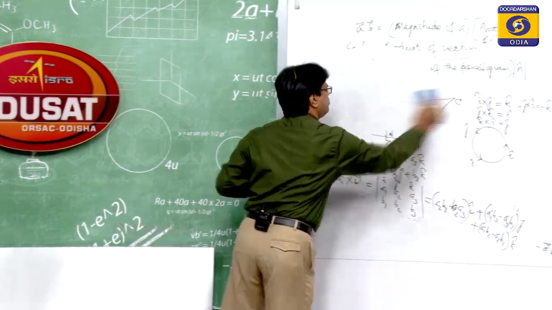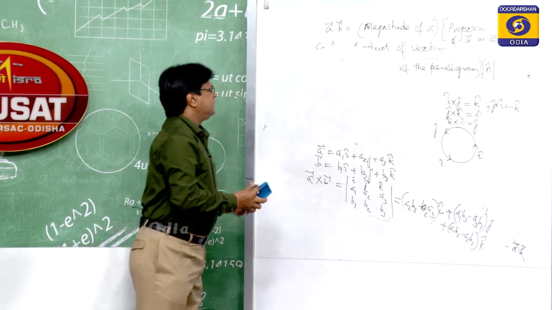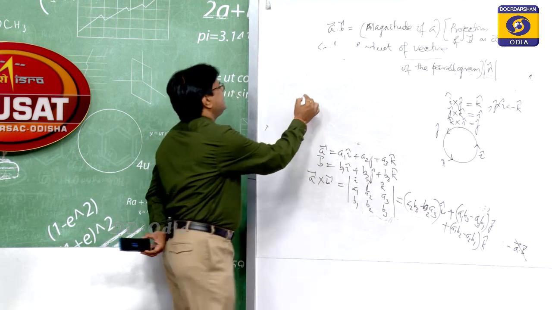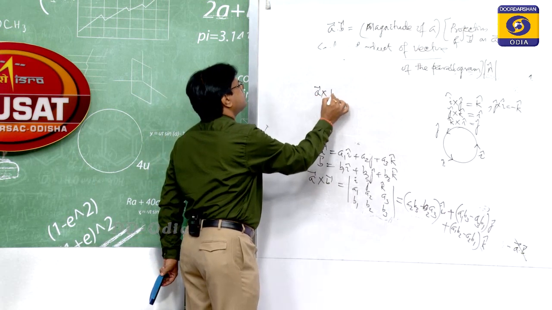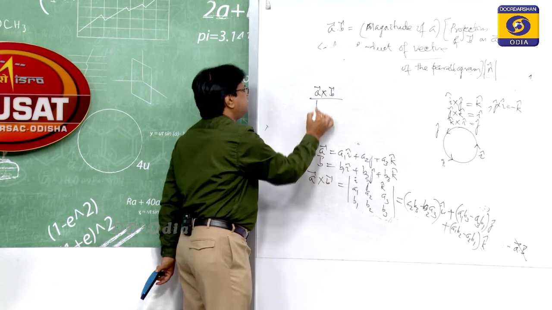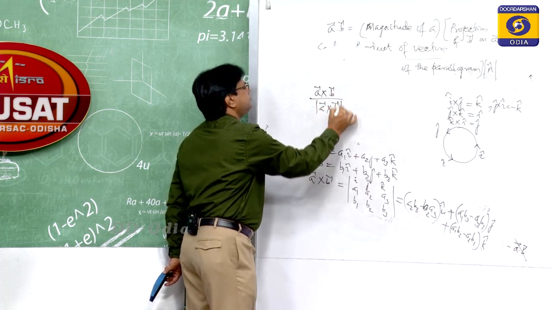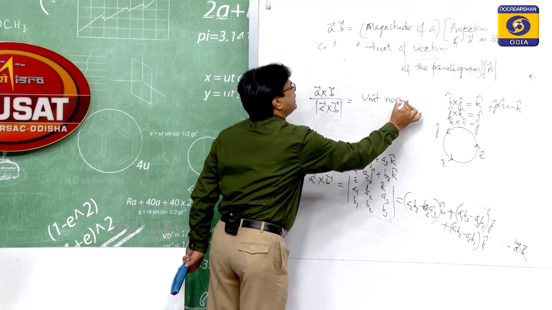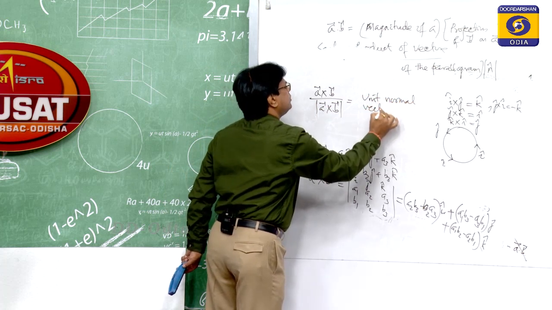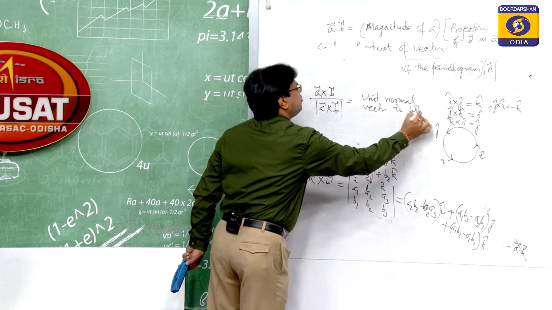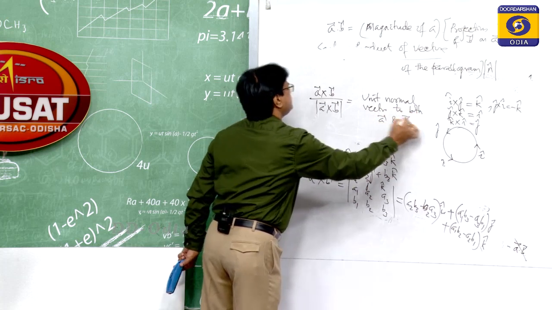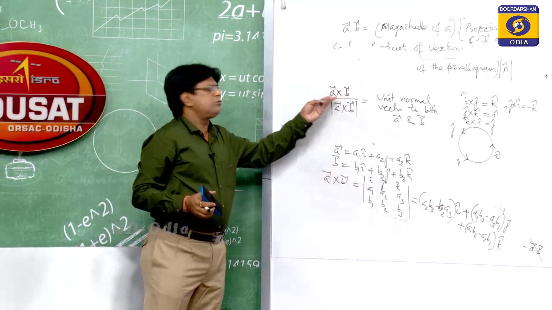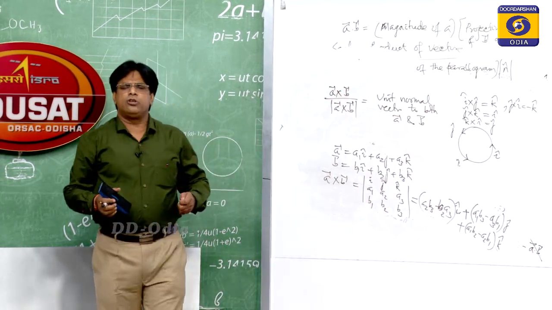Suppose we have to find the unit vector, or unit normal vector, to both A and B. So A cross B by the magnitude of A cross B. This is your unit normal vector to both A and B vectors. This is your formula. A and B are given, you have to find A cross B, then find the magnitude of that vector.